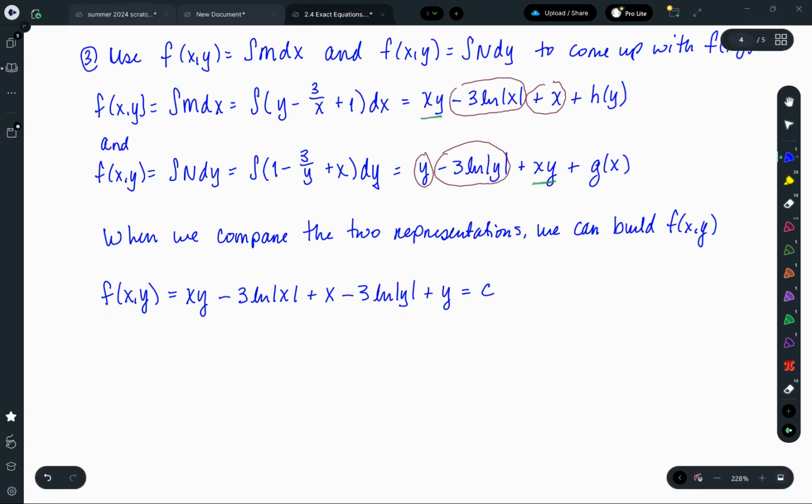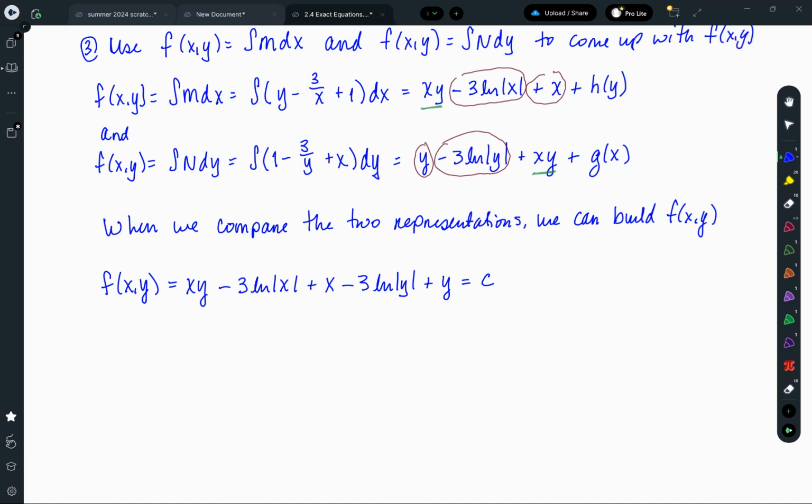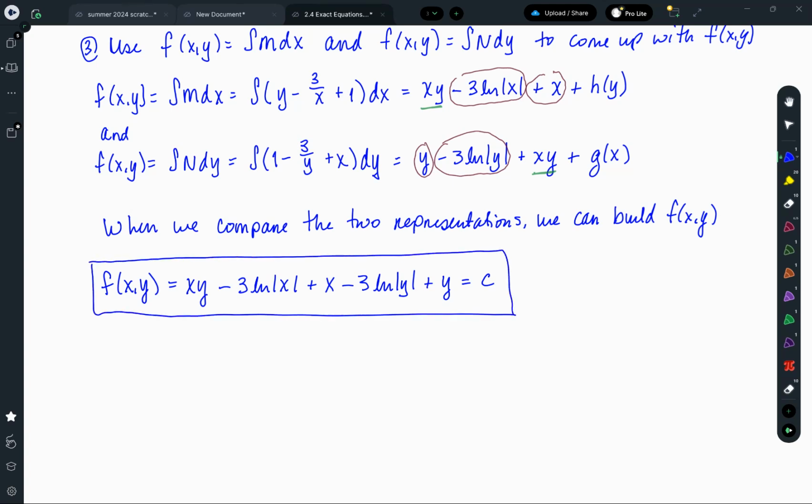There are ways that we could rewrite this so that it's a little bit more concise using natural log properties, but I'm not actually worried about it. I will leave it as written. It's the simplest way to handle it. And this is going to be our family of solutions to the given exact differential equation.